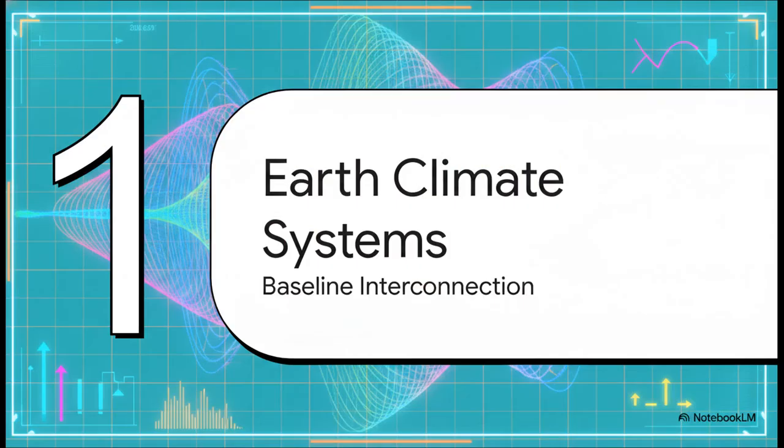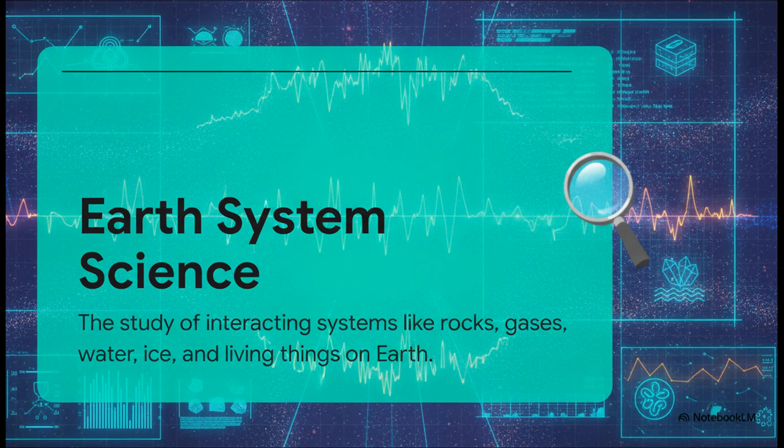Let's kick things off with Section 1, interacting Earth climate systems, or what we can call the baseline interconnection. You see, Earth isn't just a dead rock floating in space, right? It's a highly dynamic, interconnected machine. In Earth system science, we study 5 main interacting components: the geosphere, the atmosphere, the hydrosphere, the cryosphere, and the biosphere. And the absolutely crucial takeaway here is that a shift in one system immediately cascades into all the others.